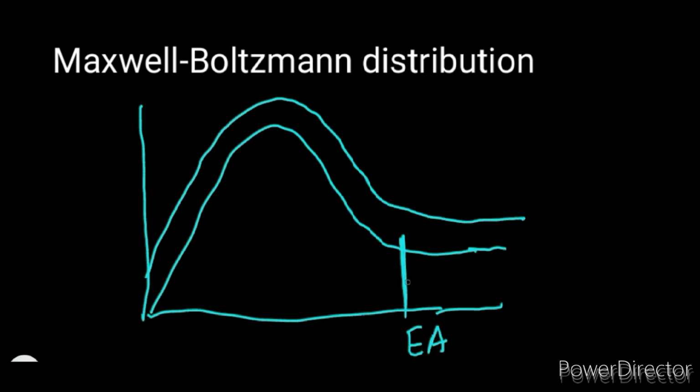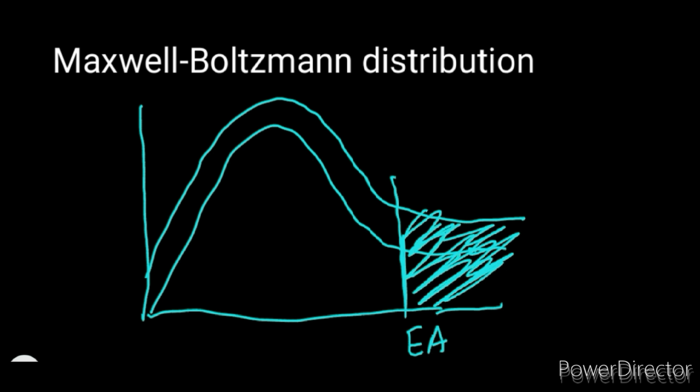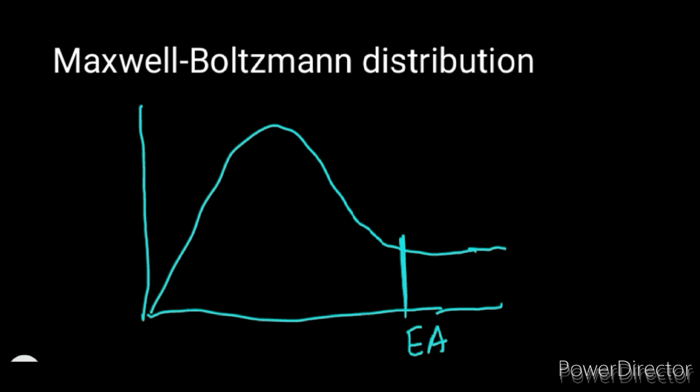So the size is just going to increase. Now notice that as a result, we will have a higher reaction rate because there will be more particles on this side as well. So you have to know how each of the factors increase the reaction rate.